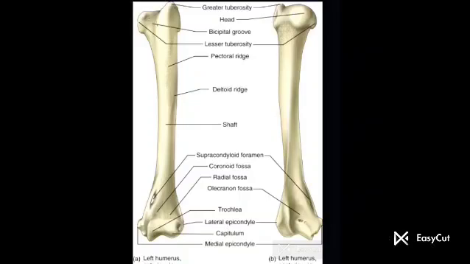Next is the deltoid ridge. This deltoid ridge is a rough elevation, and here the deltoid muscles are attached. Next to it is the coronoid fossa. The coronoid fossa gets articulated with the coronoid process of the ulna when the elbow is fixed. So the ulna gets fixed in the coronoid fossa when the arm is fixed.